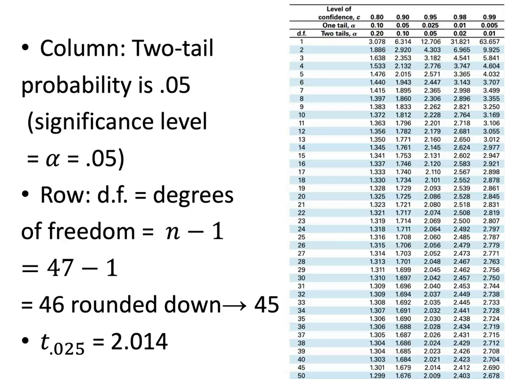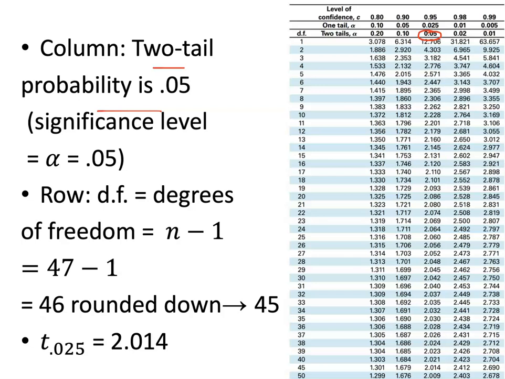So first we look at the column. We have a two-tail probability of 0.05. That means the significance level alpha is 0.05. That's because we have a 95% confidence interval. So what's left over is 5% or 0.05. Okay, 2 tails, 5%, 0.05. This is the column we want.